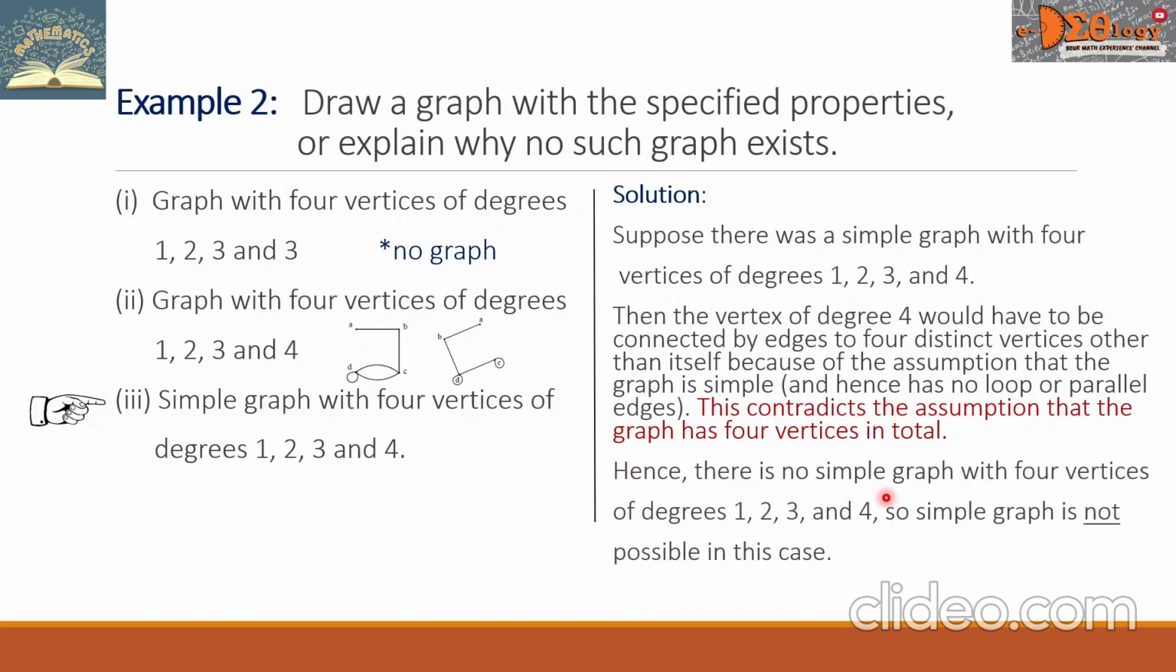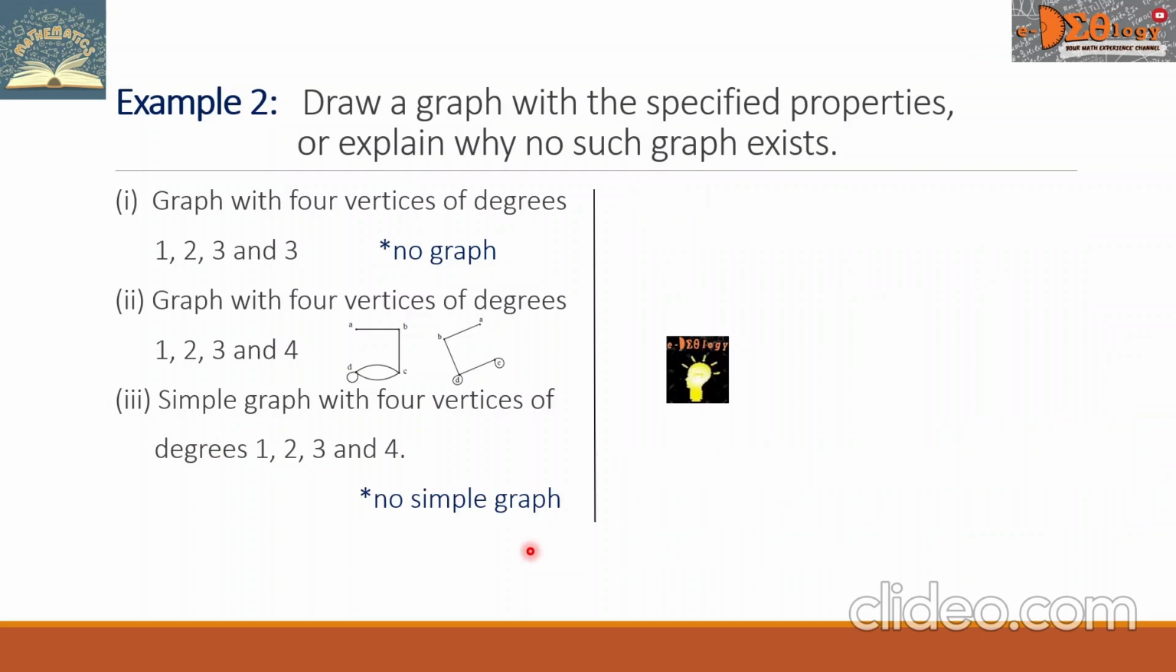Hence, there is no simple graph with 4 vertices of degrees 1, 2, 3, and 4. So a simple graph is not possible in this case. For scenario 3, we write no simple graph. These are the final answers.